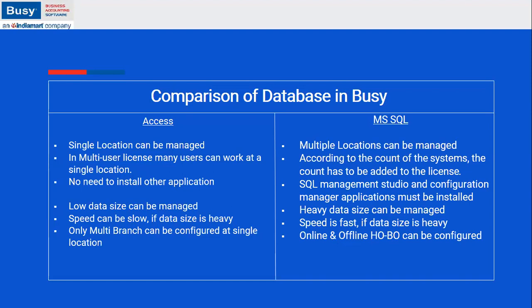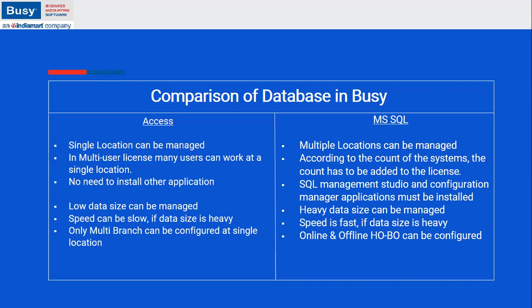Next, multi-branch can be configured at a single location only. In Access database, you can configure multi-branches, but for a single location only. If you have a single location and all your systems are connected with the same network, then you can create multi-branches, but for a single location only. In SQL database, you can configure head office and branch office, and it doesn't matter if it is a single location or multiple locations. You can configure it easily.